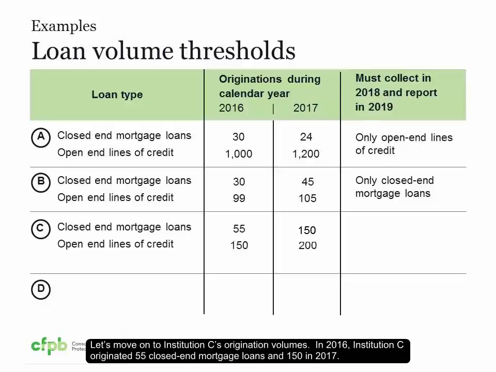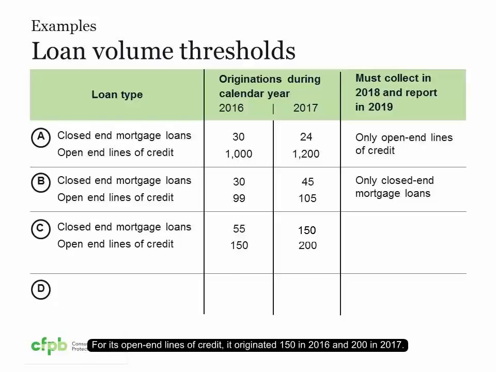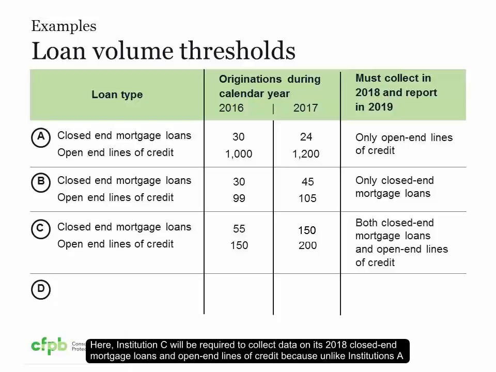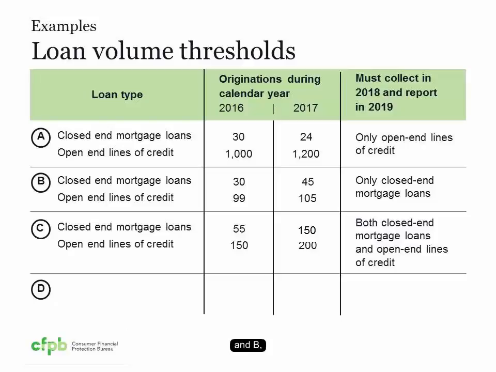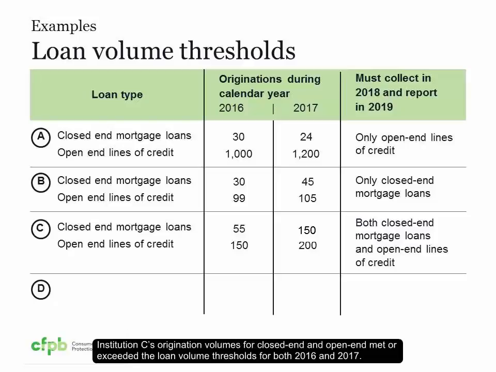In 2016, Institution C originated 55 closed-end mortgage loans and 150 in 2017. For its open-end lines of credit, it originated 150 in 2016 and 200 in 2017. Here, Institution C will be required to collect data on its 2018 closed-end mortgage loans and open-end lines of credit because, unlike Institutions A and B, Institution C's origination volumes for closed-end and open-end met or exceeded the loan volume thresholds for both 2016 and 2017.